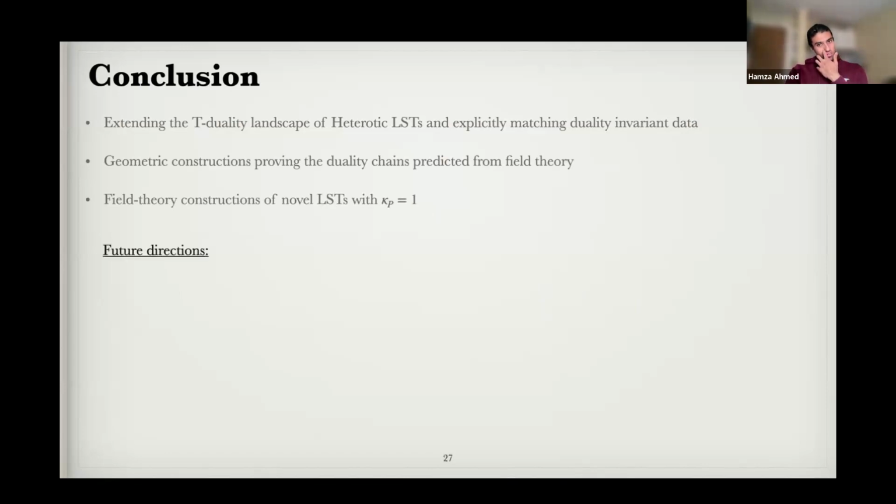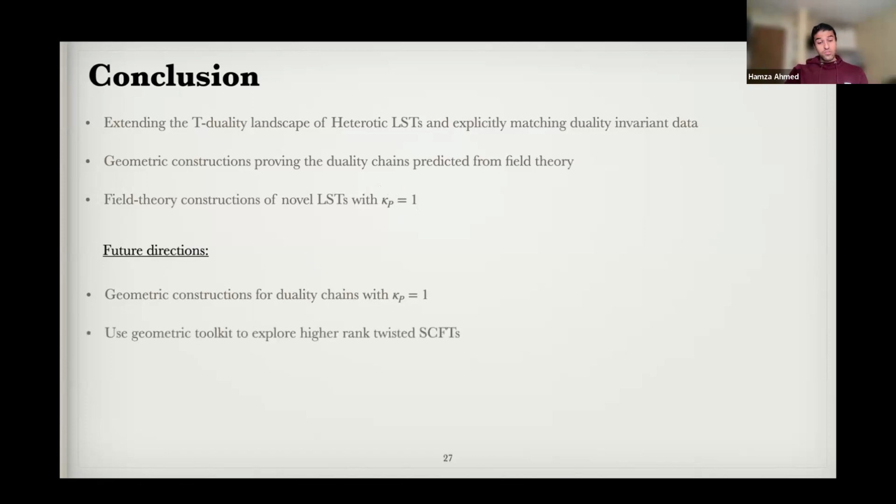And so, of course, now you can think about doing a lot of things, and I'll mention a few of them here. In particular, we would like to have geometric constructions to prove these kappa P equals 1 theories are actually dual. Also, the geometric toolkit that we have for LSTs can be easily applied to SCFTs, and in particular, higher rank twisted SCFTs. So that would also be something that would be interesting.